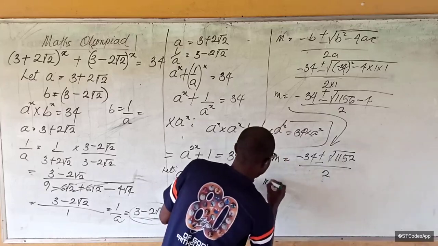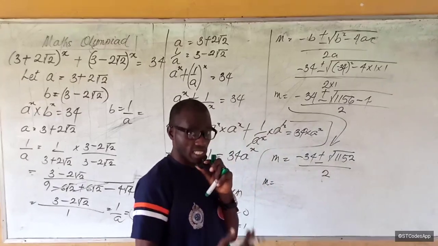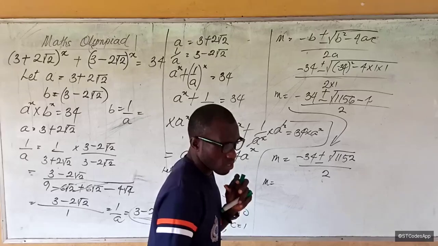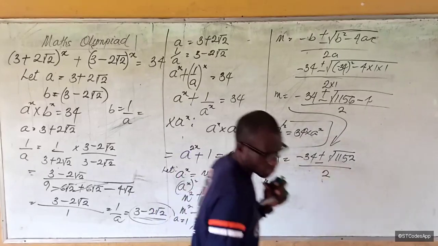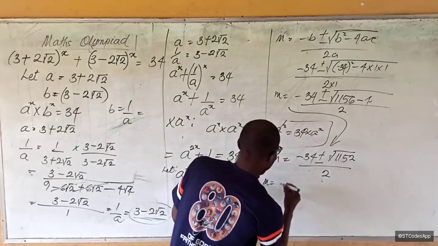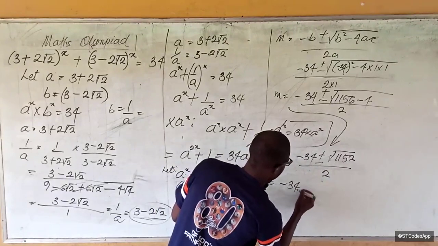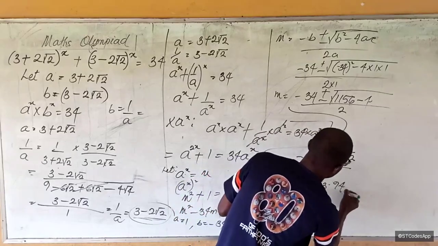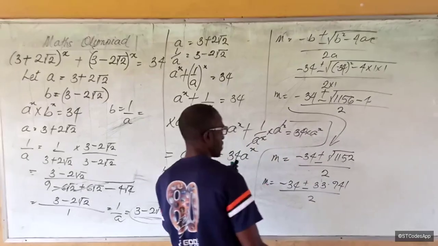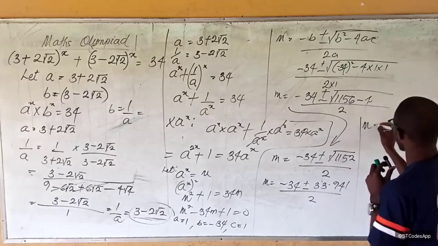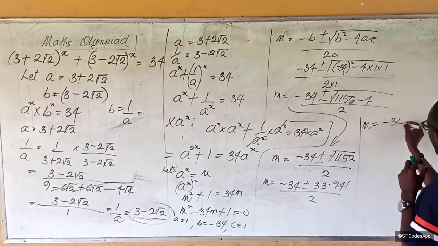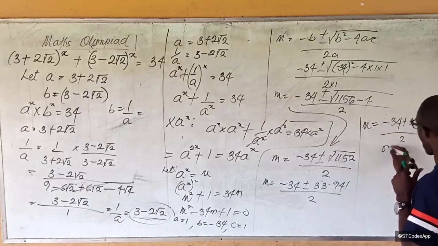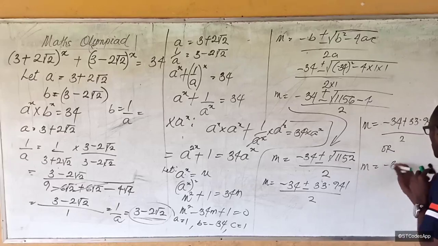That would be 33.941. In maths, I like to use 3 decimal places, and in chemistry, I like to use 2 decimal places. Usually, that's the standard somehow, or that I know of anyway. So I said 33.941. So minus 34 plus or minus 33.941 all over 2. So what does this give us? It means that M is either equal to minus 34 plus 33.941 over 2, or M is equal to minus 34 minus 33.941 all over 2, right?